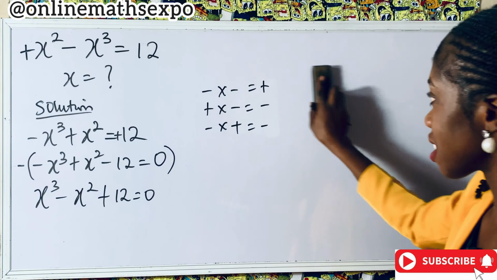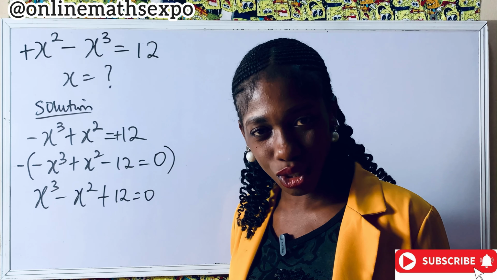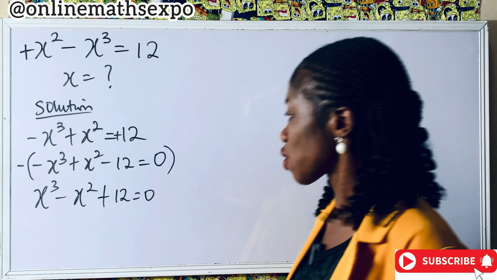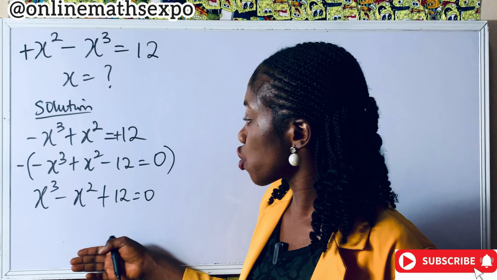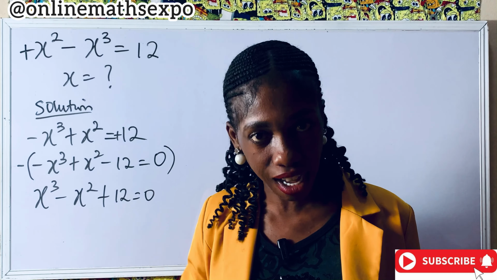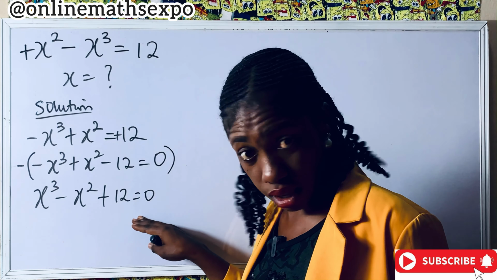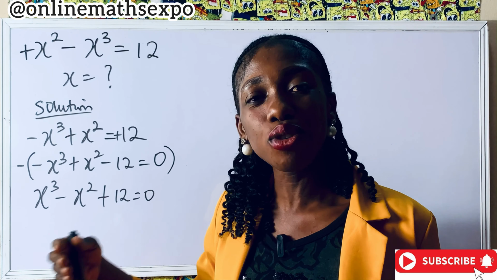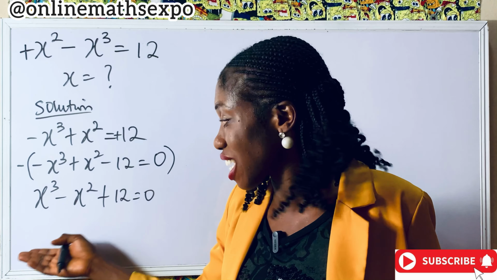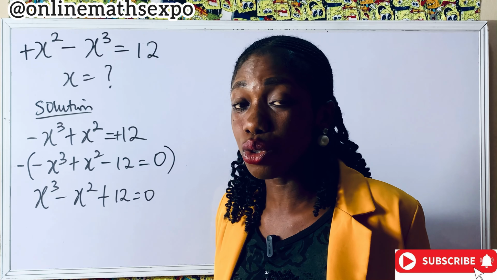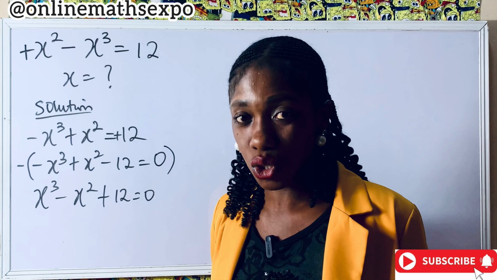Now at this point, this is what you have. You can use a lot of methods to solve this, but I'm going to show you how to use your factor theorem. In that case, you are supposed to have one of the factors of this equation that can enable you get the other. But in this case, we don't have any. So what you will do to get one is to use trial and error.